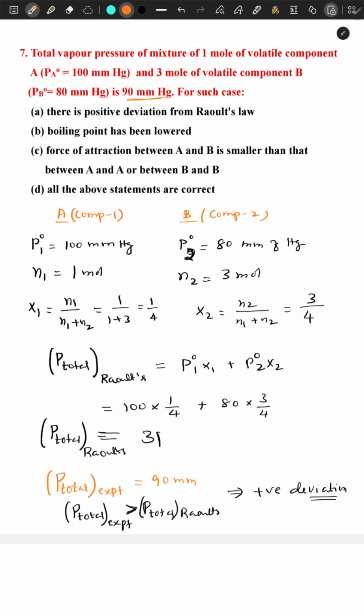Now you observe the options. The first option shows positive deviation, that is correct. And of course, in a positive deviation solution, the AB forces of attraction are weaker than AA or BB, correct. So that's why the boiling point will be less. Boiling point has been lowered, that is also correct. And of course the forces of attraction are weaker than AA or BB, that is also correct. Therefore all the above statements are correct. So for question number 7, option 4 is the correct answer.